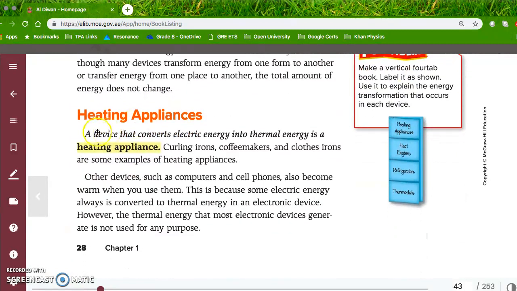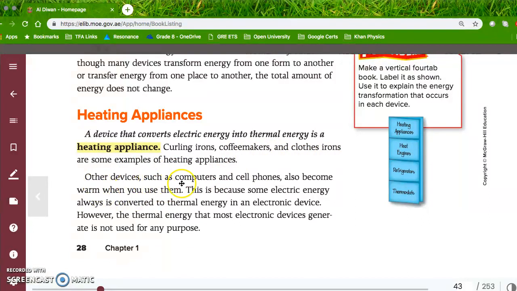Heating appliances. A device that converts electric energy into thermal energy is a heating appliance. Curling irons, coffee makers, and clothes irons are some examples of heating appliances.